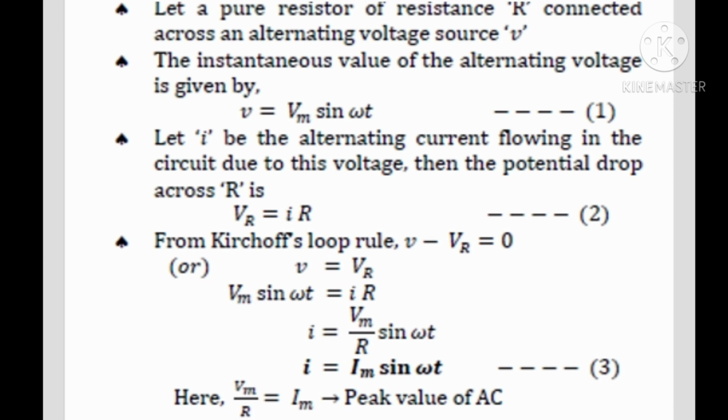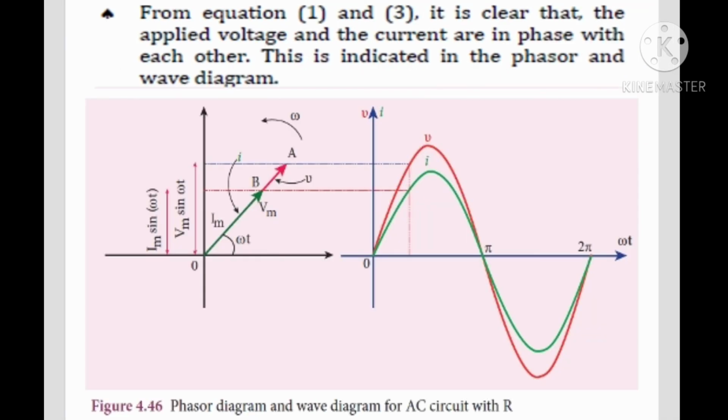See equations 1 and 3. From these equations, it is clear that the applied voltage and the current are in phase with each other. Here is the phasor diagram and the wave diagram for AC circuit with resistor R, which represents the applied voltage and the current are in phase with each other.